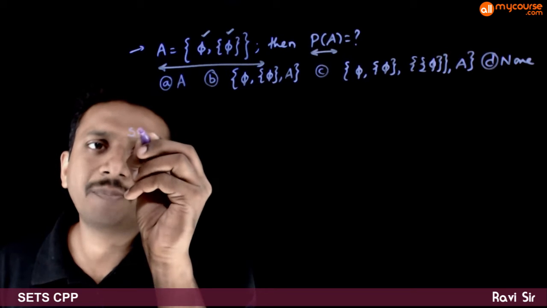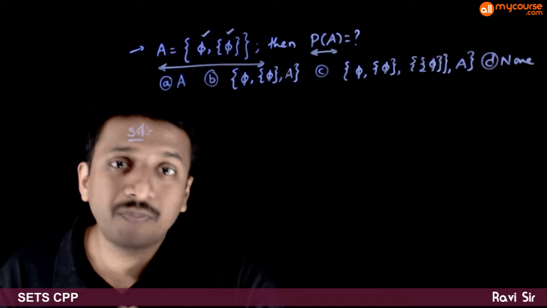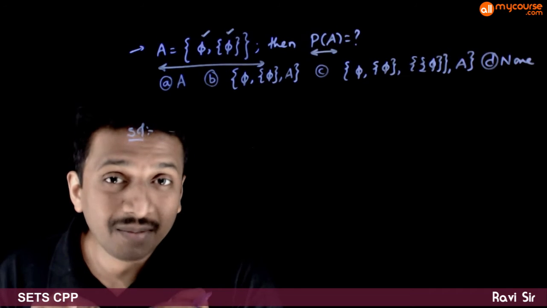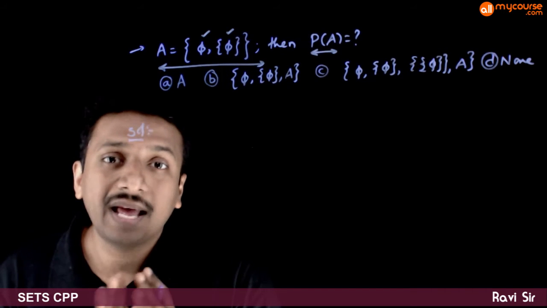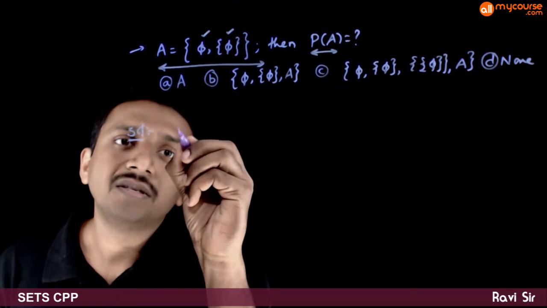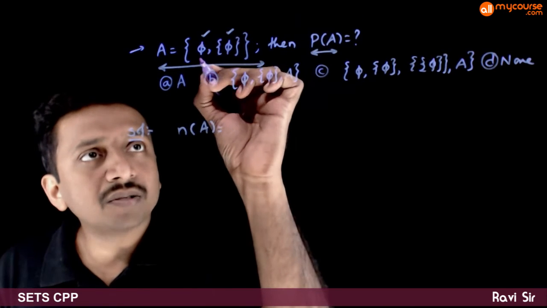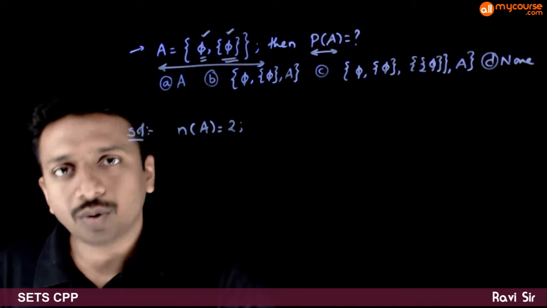So we know what the power set is. The power set is a set containing all the possible subsets. And how many elements are present in the power set? There are 2 to the power n elements. So in this case, the number of elements in A is 1 element, 2 elements. So n of A is equal to 2.